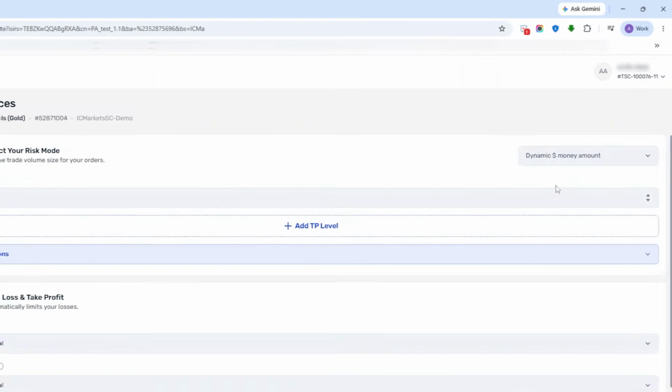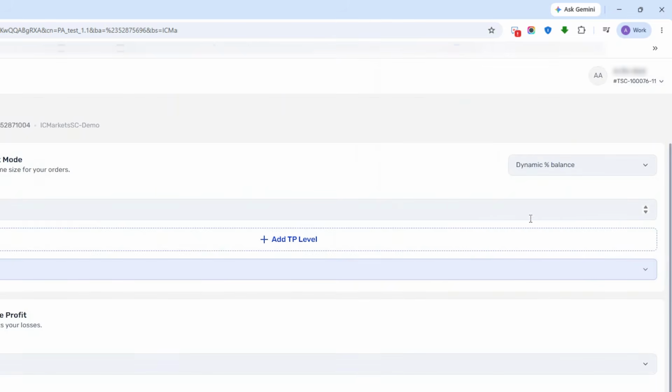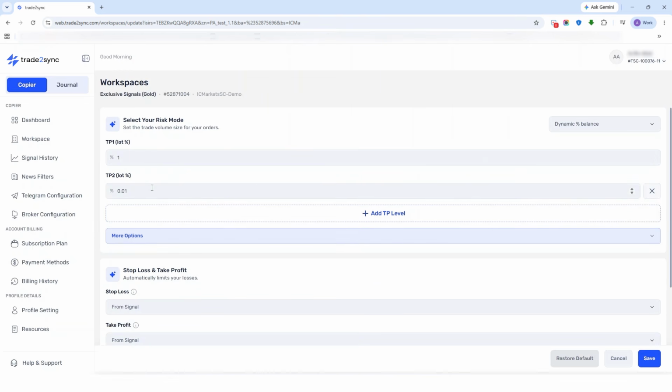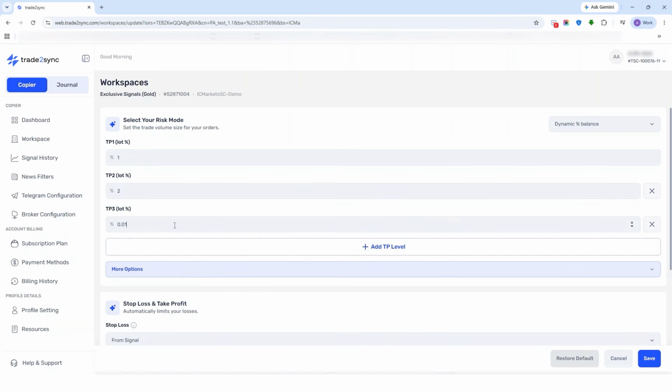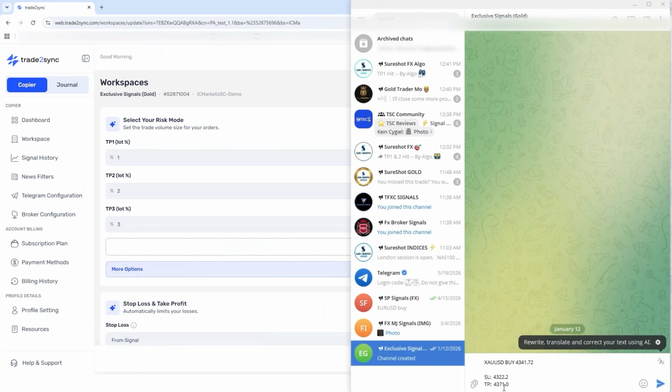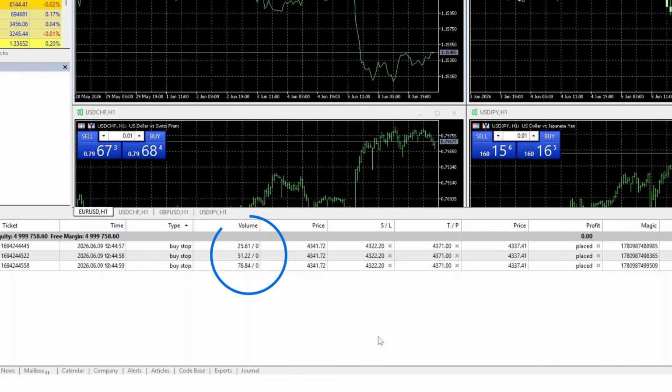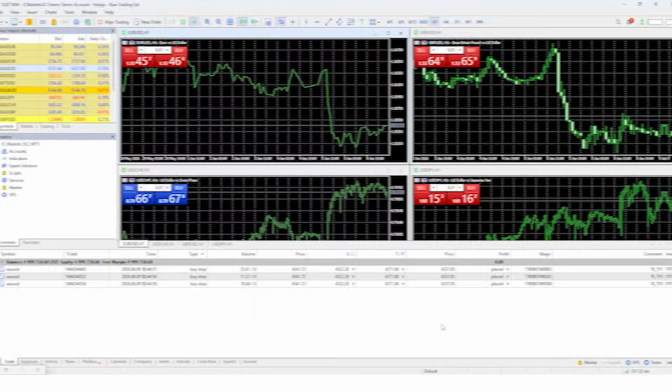And now we have dynamic lot size by balance percentage. This feature allows you to risk a percentage of your account balance instead of a fixed dollar amount. For example, you may decide to risk 1%, 2%, or 3% of your account on each trade. Trade2sync then automatically calculates the correct lot size based on your current account balance and the stop loss of the trade.